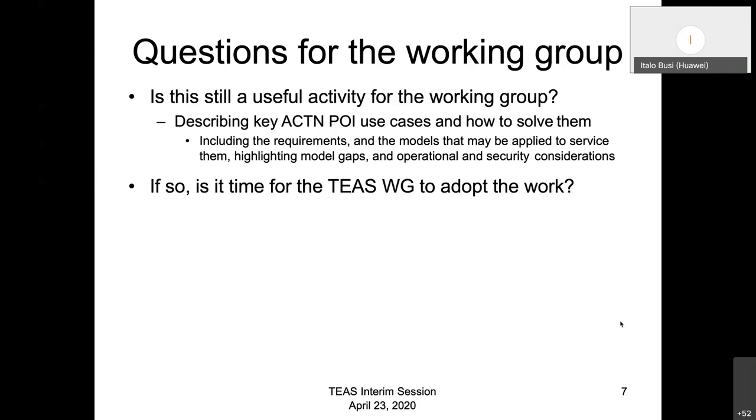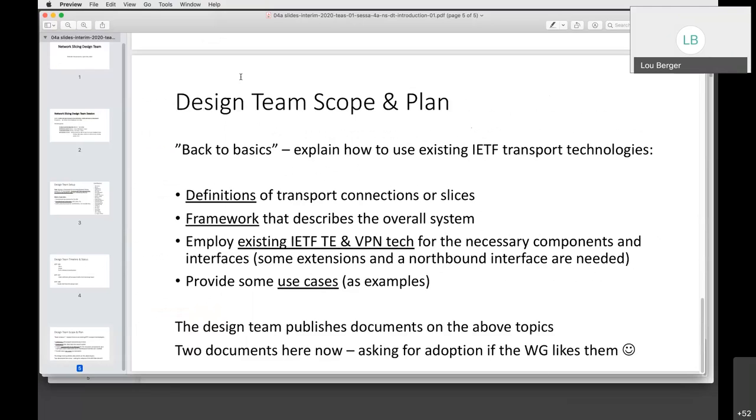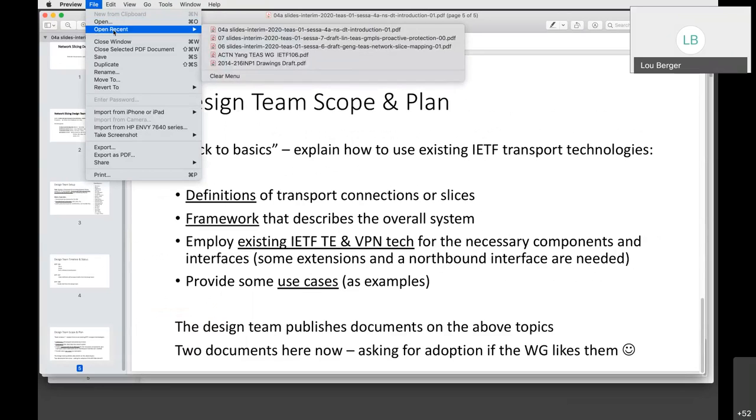I don't see anyone in the queue, and it's a little hard to gauge the room. We talked about maybe doing a virtual hum or an adoption. We're trying a virtual hum in NetMod. We'll see how that goes. And so Pavan and I will talk and either do an adoption or a virtual hum. Okay, good. Thank you.